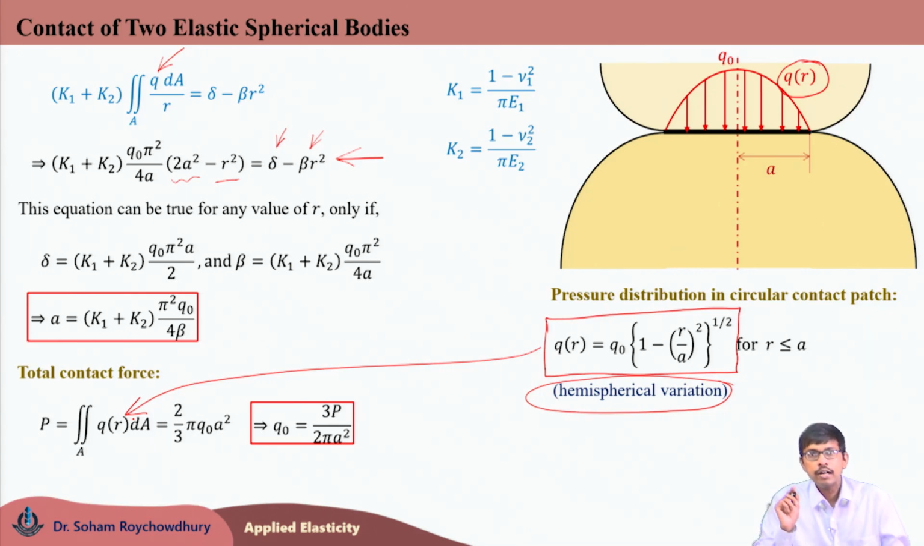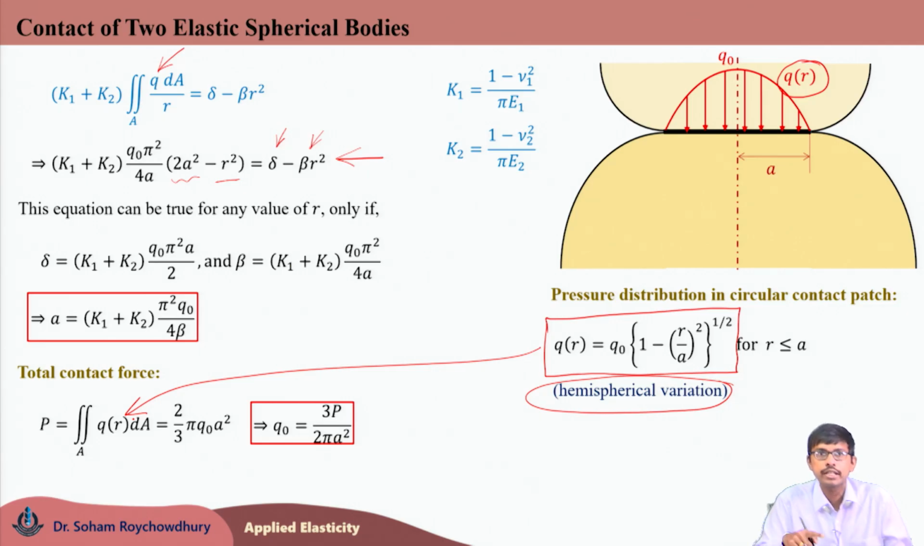Note that the contact patch radius is unknown, that should be our output, and P is known. We are applying the load, that is known. We know the geometry R1 R2 for both the spheres, which means beta is known, and K1 K2, the elastic properties, are also known for both the spheres. So, these are the known quantities. Our objective is to find the pressure distribution q(r), that is, q naught is unknown. We also want to find a.